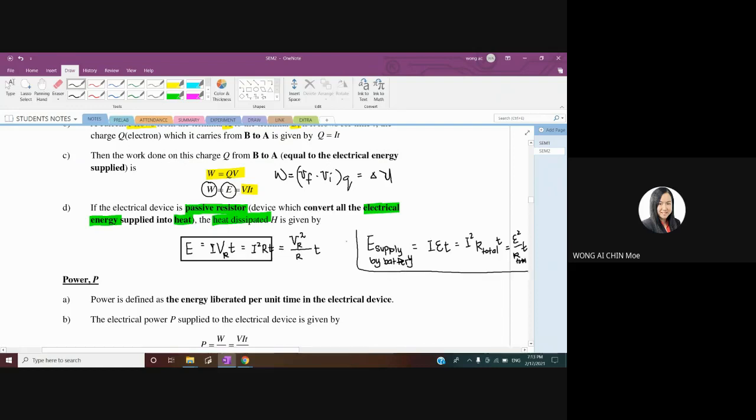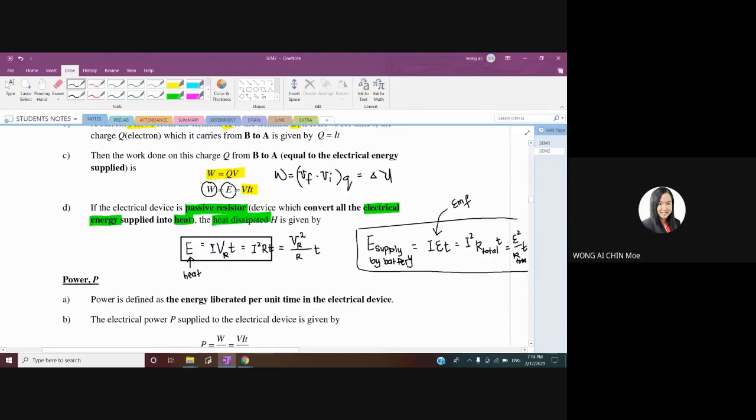So when the question says supply by the battery, the potential difference you must take is the EMF, because we want to take the V total. If the question says heat dissipated, or energy loss as a heat, we must use the potential difference across the electrical device. So this is electrical energy.